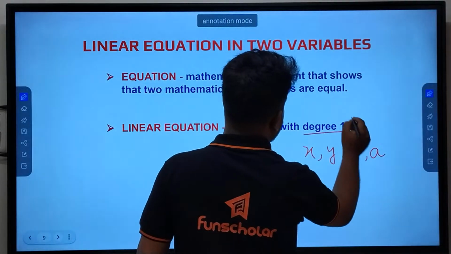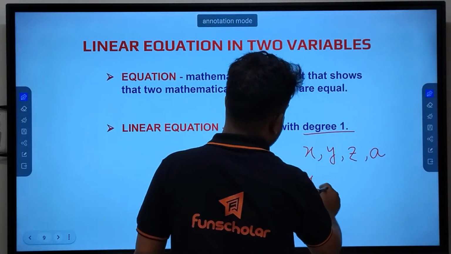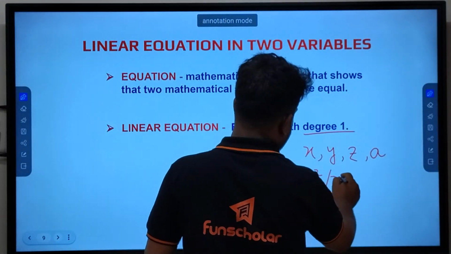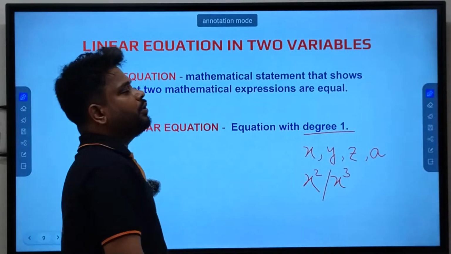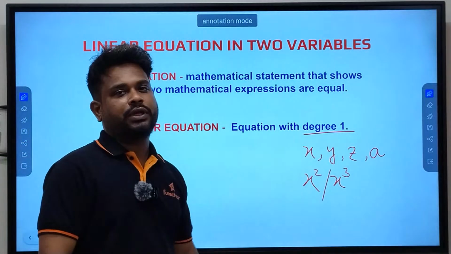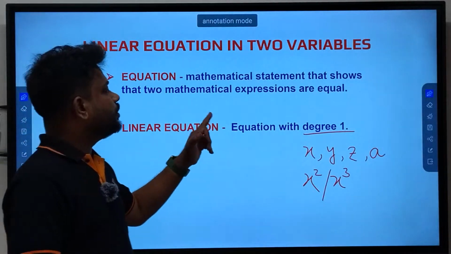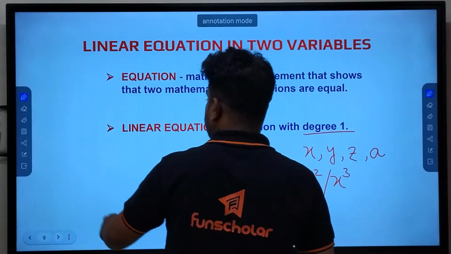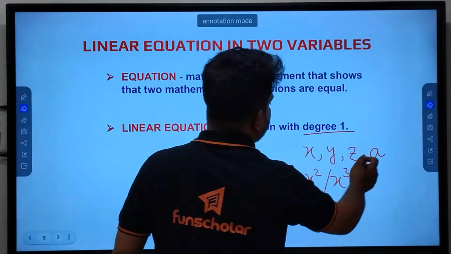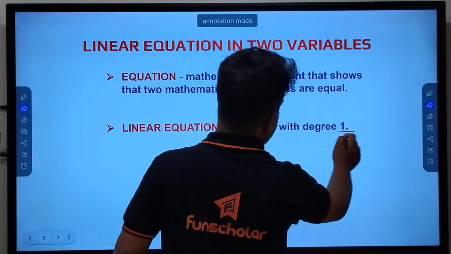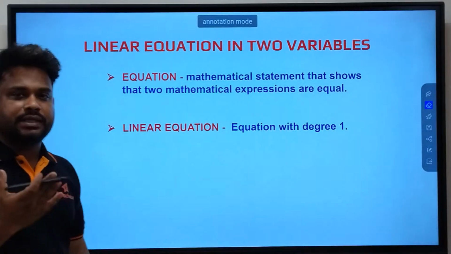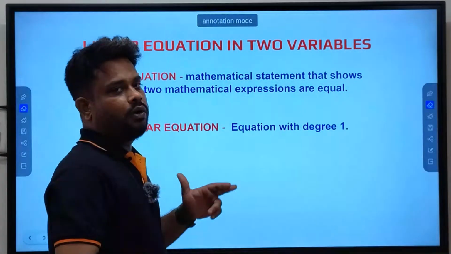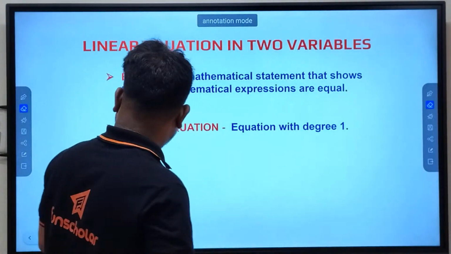And why are they called degree 1? Because x has no power. If it was x square or x cube, then these would be called degree 2 or degree 3 equations. And an equation with degree 1 will always be a linear equation. So an equation having variables like x, y, z, a will also be called a linear equation, or simply a linear equation.